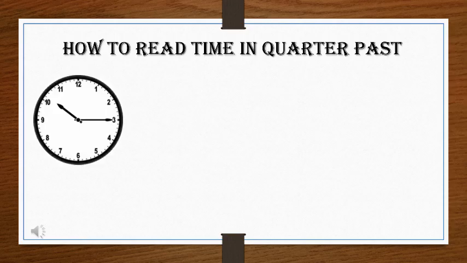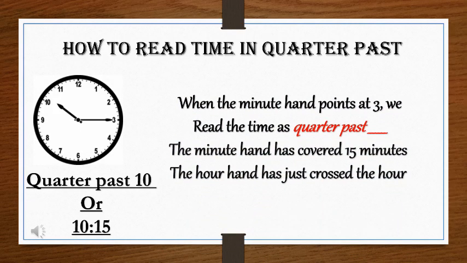When the minute hand points at 3, we read the time as quarter past. As you can see in the given clock, the minute hand is at 3 and the hour hand has just crossed 10. It means the time is quarter past 10 or 10:15. The minute hand has covered 15 minutes and the hour hand has just crossed the hour.